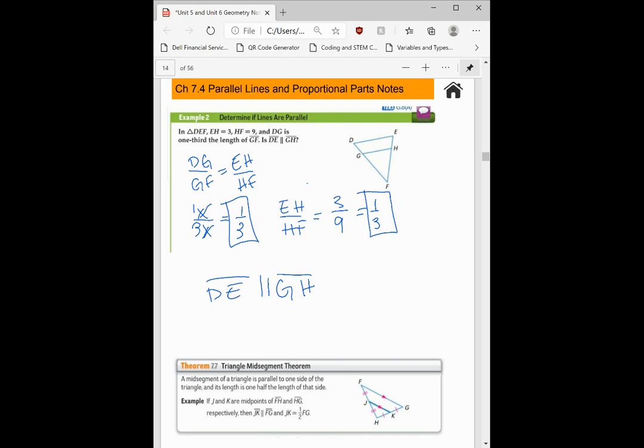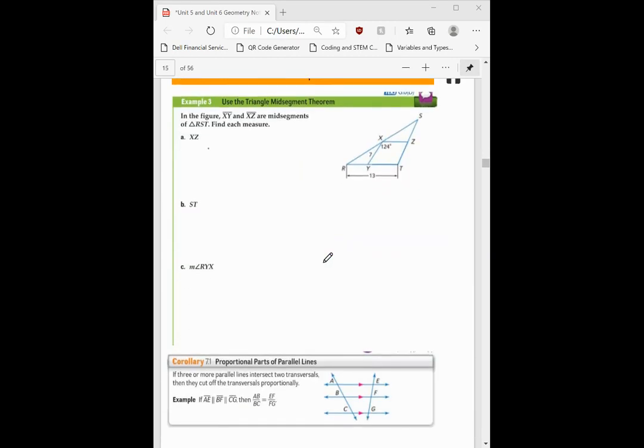Okay, let's look at the next theorem. A mid-segment of a triangle is parallel to one side of the triangle, and its length is 1/2 the length of that side. So you can see what it's talking about in the example. Okay, let's go ahead and look at example 3. It says, in the figure, XY and XZ are mid-segments of the triangle. Find each measure.